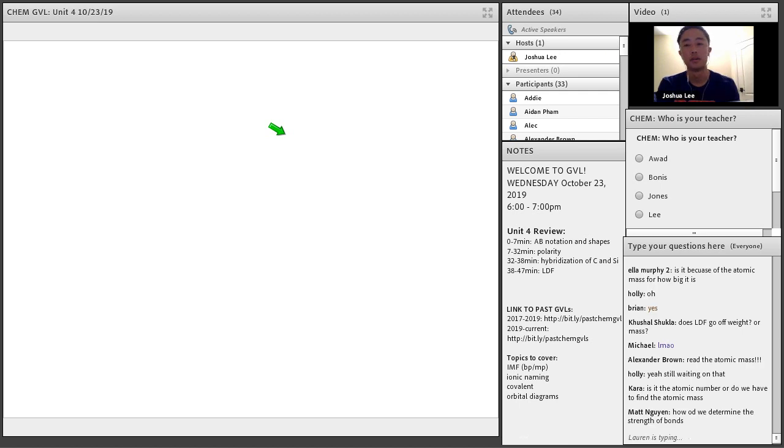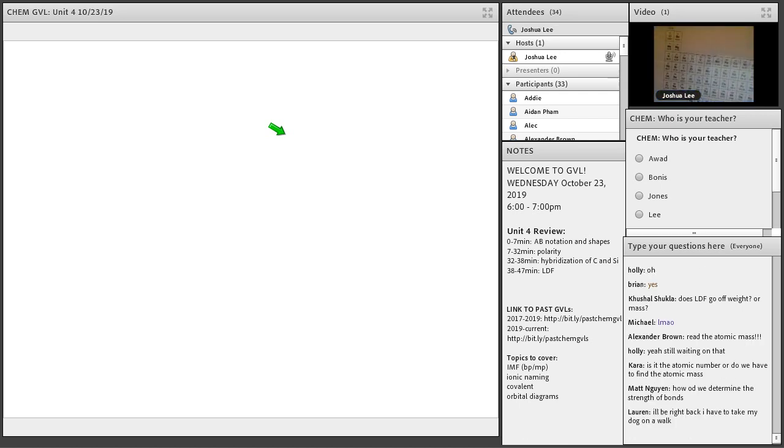Atomic number. Or atomic mass. Well, as the atomic number increases, atomic mass also increases. But go with atomic mass.